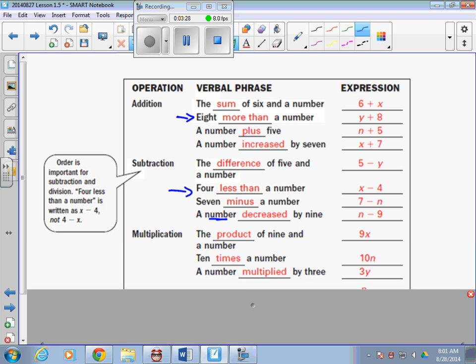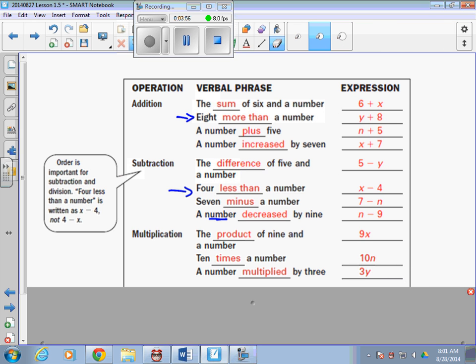Then multiplication is easy for most people. The product of 9 and a number, product means to multiply, so 9 times x. 10 times a number, notice 10 is first, 10x. And then a number multiplied by 3. Notice that one's backwards. The only reason that one's written backwards is because it looks weird to write it like y3. It still means y times 3. We've just grown accustomed to it because of the standard form of writing coefficients first.